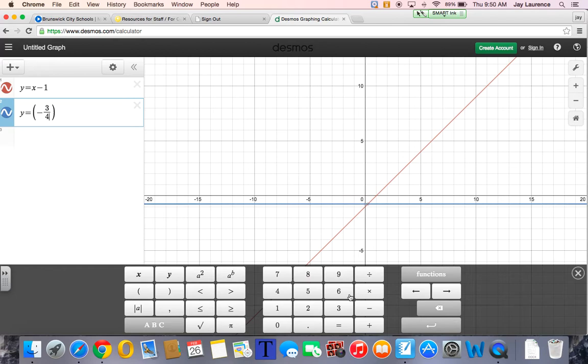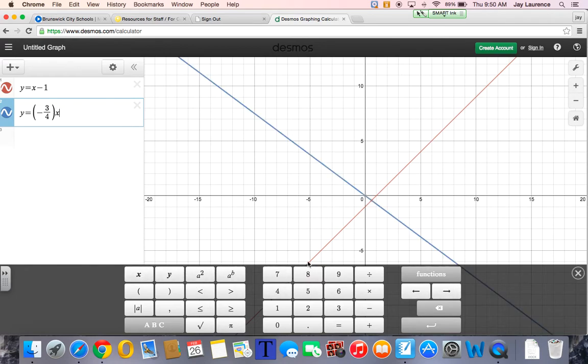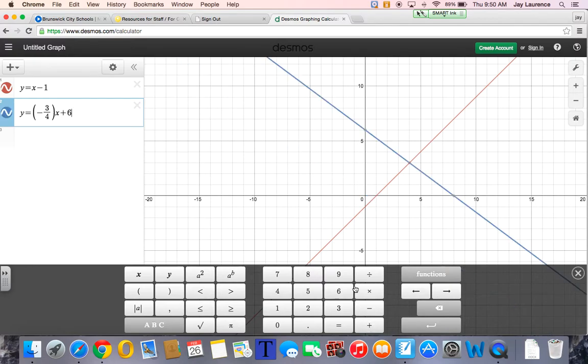Ooh, it turned it into a fraction. I do like that. Now let's see, how should we get over? I need an arrow button, and there we go. We need an x, and what was it, +6, I think? +6. That's very cool. Now look at this. You've got (0, 6) is the y-intercept of the blue one, (0, -1) is the y-intercept of the red one.